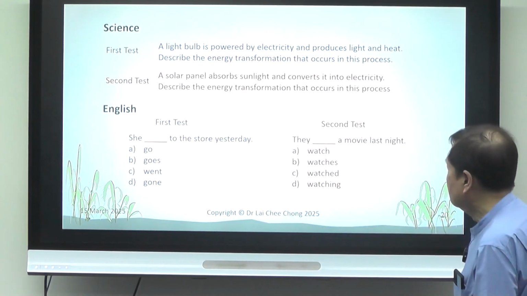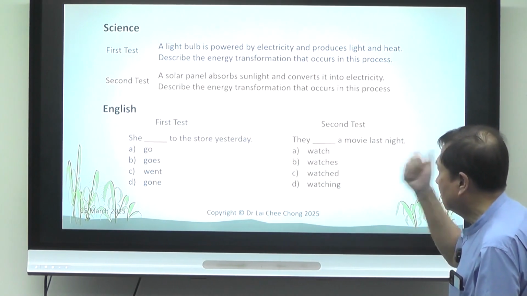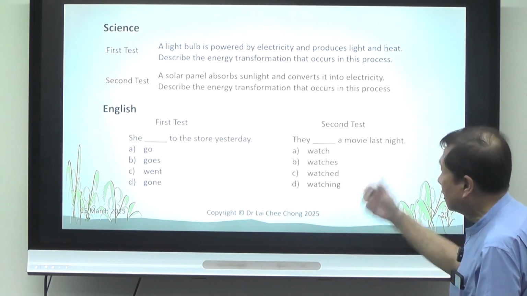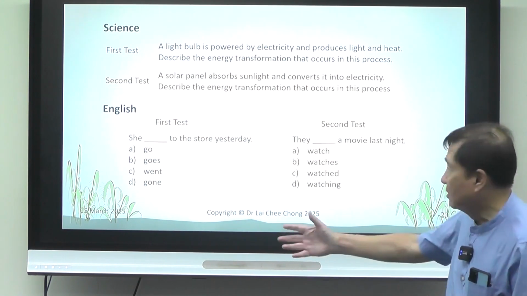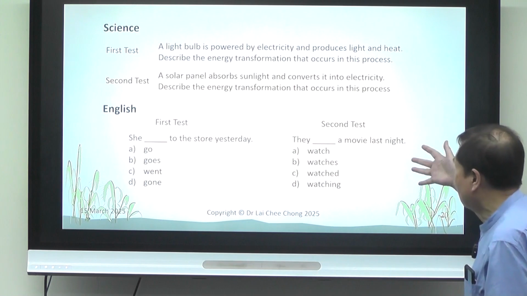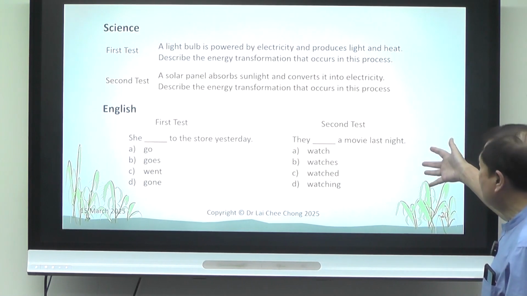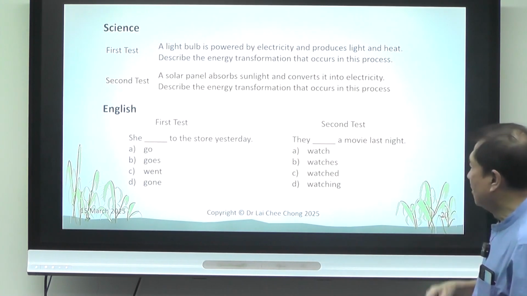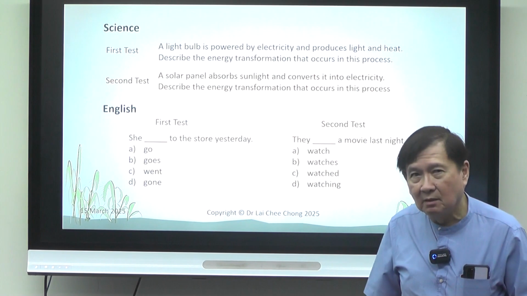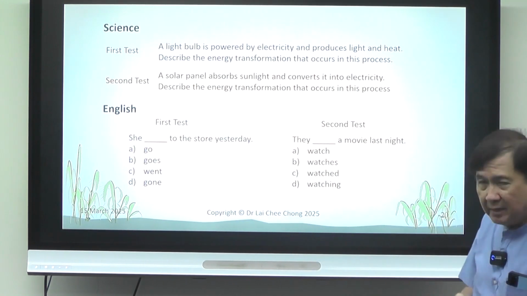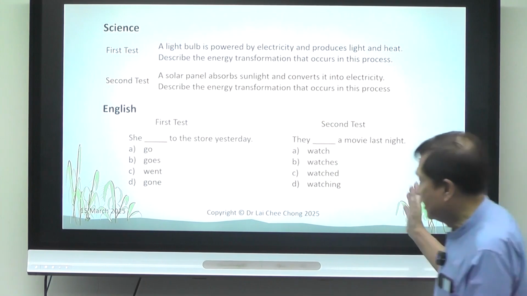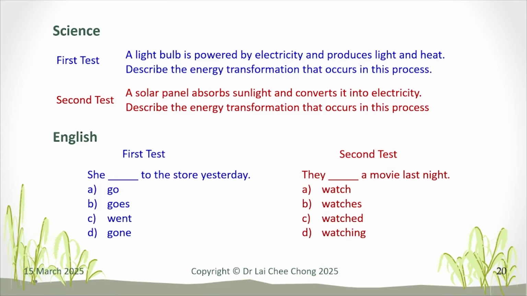Now for language, fill in the blank. She dash go to the store yesterday. So you get go, goes, went, gone, for example. The first test. Second test, something quite similar: They dash a movie last night. Four choices here. Again, same thing. So you vary the context, change the wording. That's what I'm talking about. Now, you can see how the two tests are set. All right, any questions so far? Quite easy, yeah? It is not difficult.